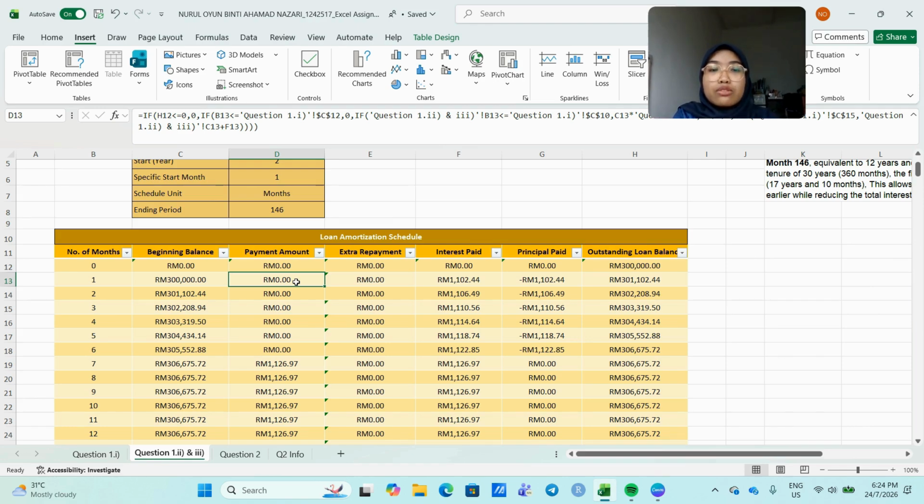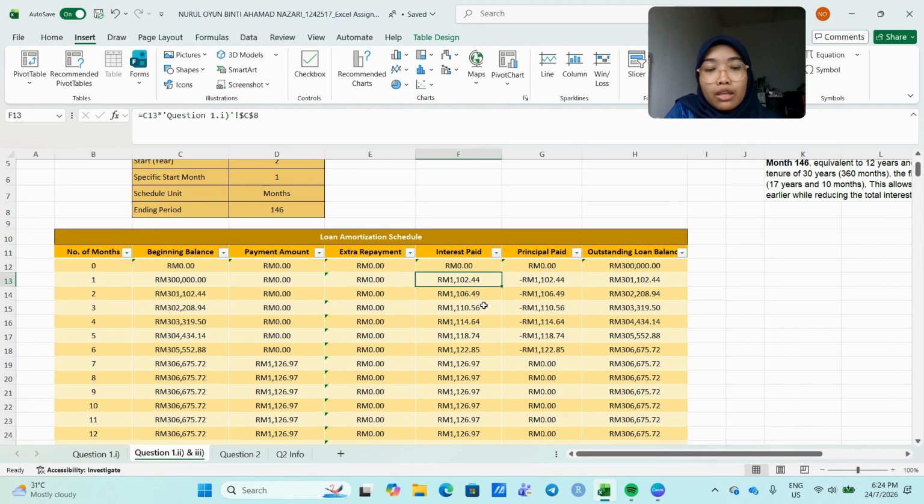As shown in the loan schedule, from month 1 to month 6, the payment amount is recorded as 0. This represents the repayment holiday phase, where the borrower is granted a 6-month period with no monthly installment required. However, the interest still accrues every month. Because zero payment is made, the accrued interest is added back to the principal, causing the outstanding balance to increase from 300,000 ringgit to 306,675 ringgit 72 cents by month 6.